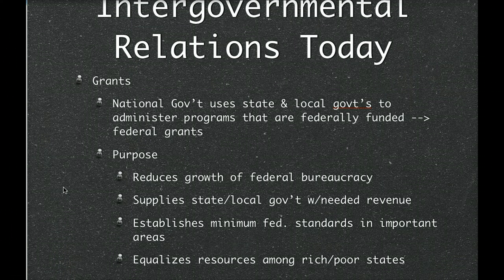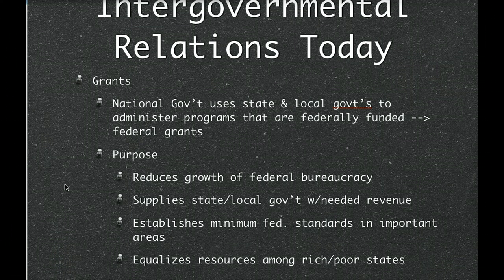And the purpose of them is to keep the federal government from growing itself, but that means that the bureaucracy increases at both the state and the local levels. But even more importantly, it supplies state and local governments with needed revenue. And we've seen how important that is since 2007. It also establishes minimum federal standards in important areas. The government giveth in one instance, but they taketh away in the other, because states can no longer operate the way they had before without federal oversight. If you receive the money, you've got to have a little bit of federal oversight behind you.